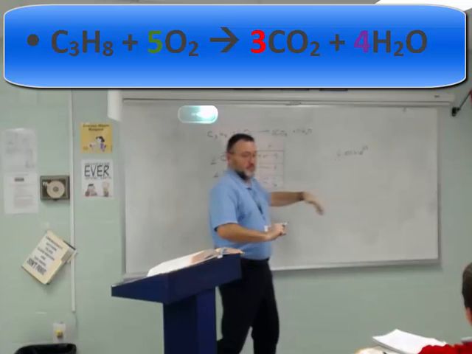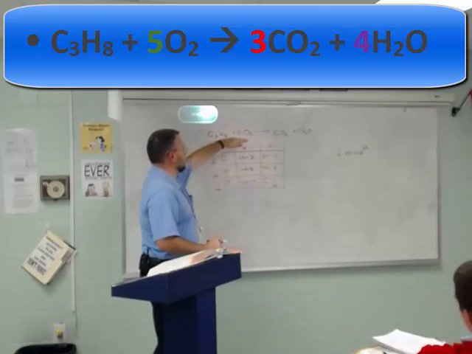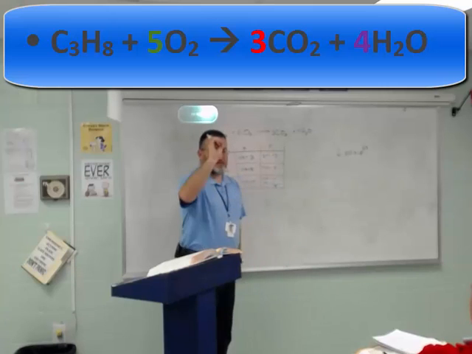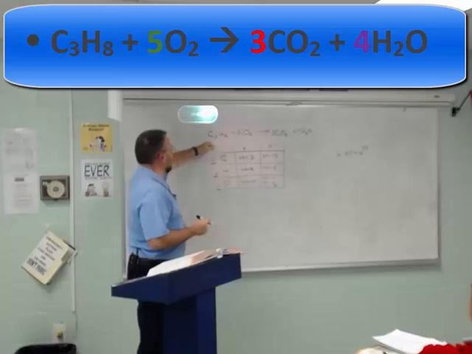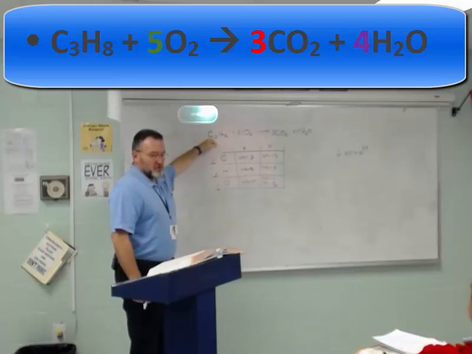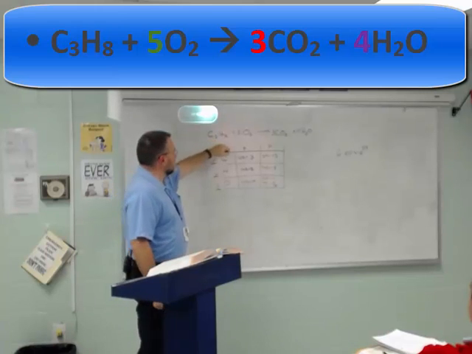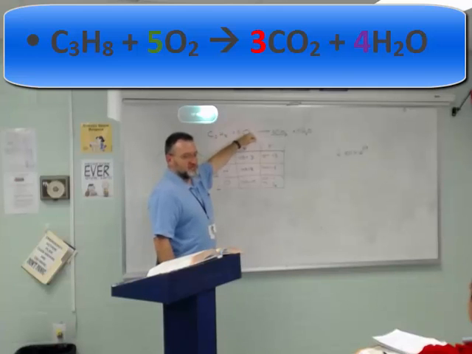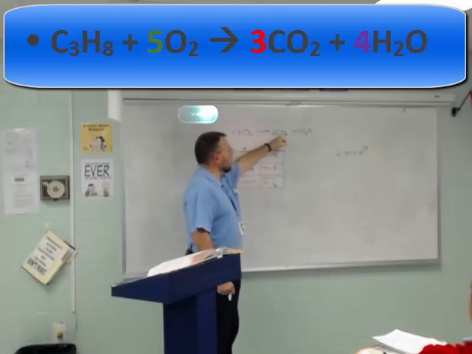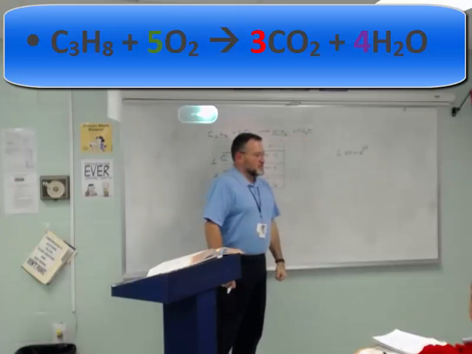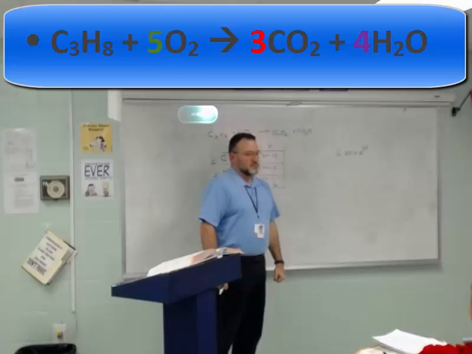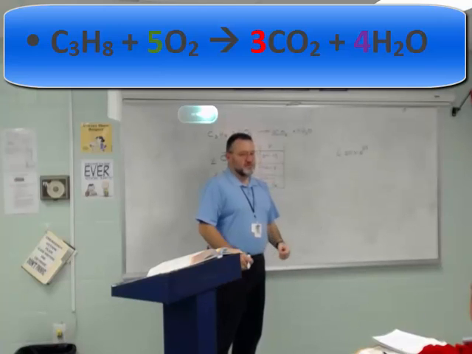But for now, just as I said, 1 bazillion, 5 bazillion, 3 bazillion, 4 bazillion, let me put it out there in a way that you will come to recognize very quickly, that 1 mole of propane reacts with 5 moles of oxygen to produce 3 moles of carbon dioxide and 4 moles of water. Which is why we use it.